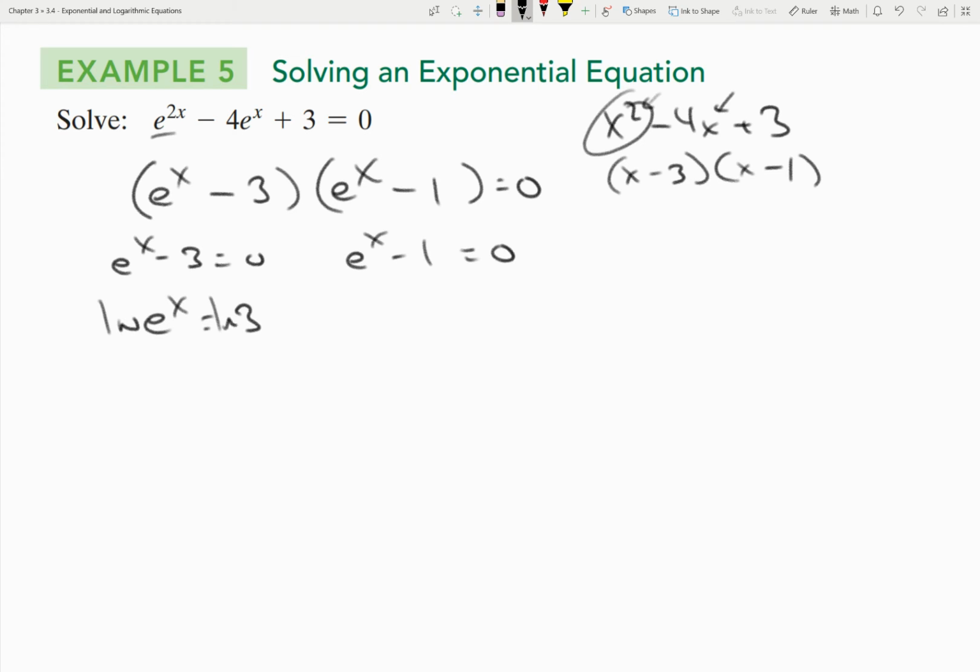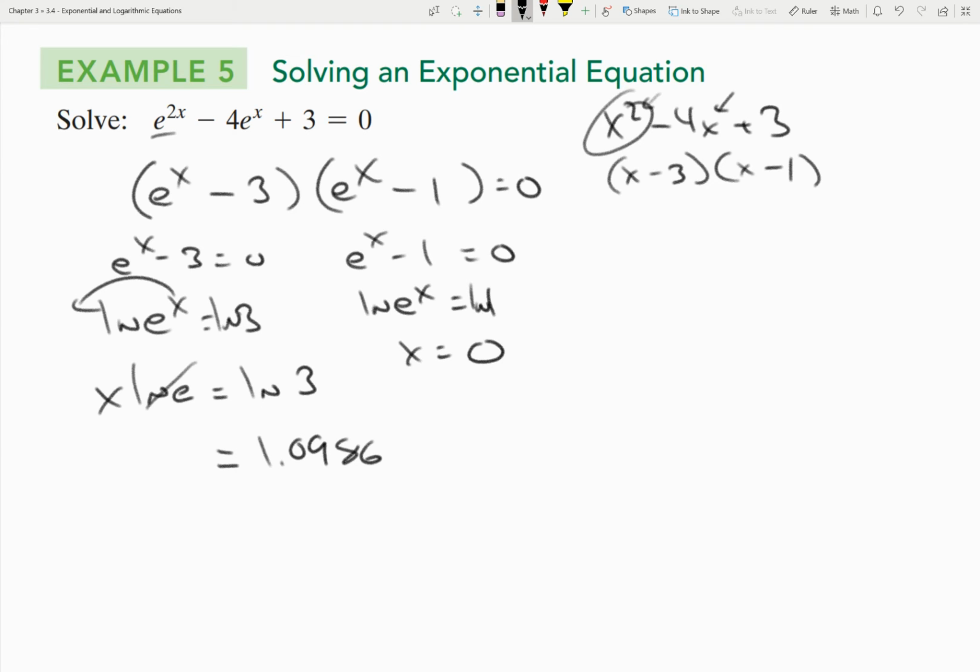Take the natural log of both sides. The x comes to the front. x natural log e, and the natural log of e cancels because it is 1. And so x is equal to the natural log of 3, which in decimal is 1.0986. And e to the x is equal to 1. The natural log of 1 is just 0. Right? And that cancels out because the x comes to the front. The natural log of e is 1. And the natural log of 1 is 0.